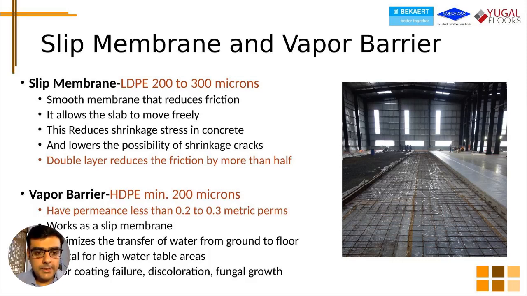Now, second is the vapor barrier. It is actually an HDPE sheet and not an LDPE sheet, typically 200 microns thick, having a permeance of less than 0.2 to 0.3 metric perms. So it does everything that a slip membrane does. In addition to it, it minimizes the transfer of water from ground to floor. Now, where is it important? It is important where you have high water table scenarios. It is important where you're doing some sort of coating on the floor, because the floor coating can fail, you can have discoloration, you can have fungal growth.